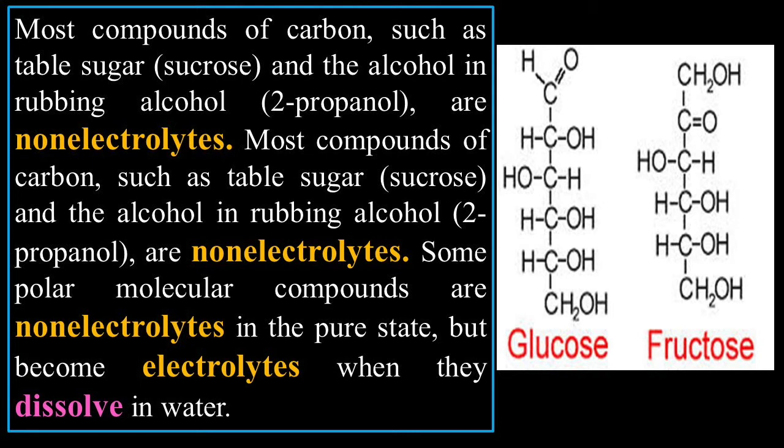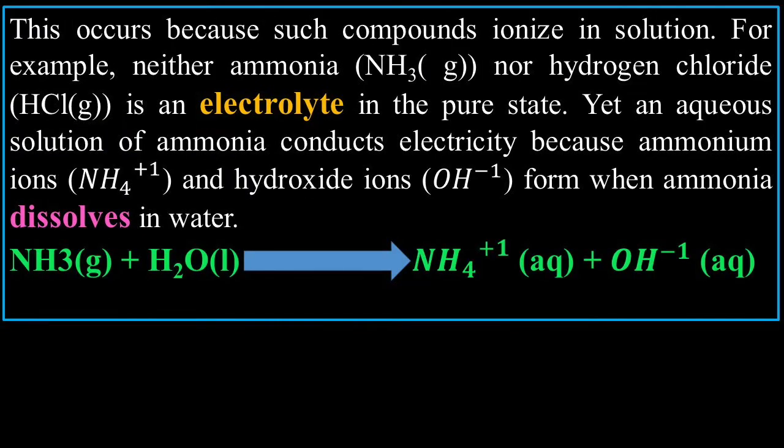Most compounds of carbon, such as table sugar, sucrose, and the alcohol in rubbing alcohol, 2-propanol, are non-electrolytes. Some polar molecular compounds are non-electrolytes in the pure state, but become electrolytes when they dissolve in water. This occurs because such compounds ionize in solution.